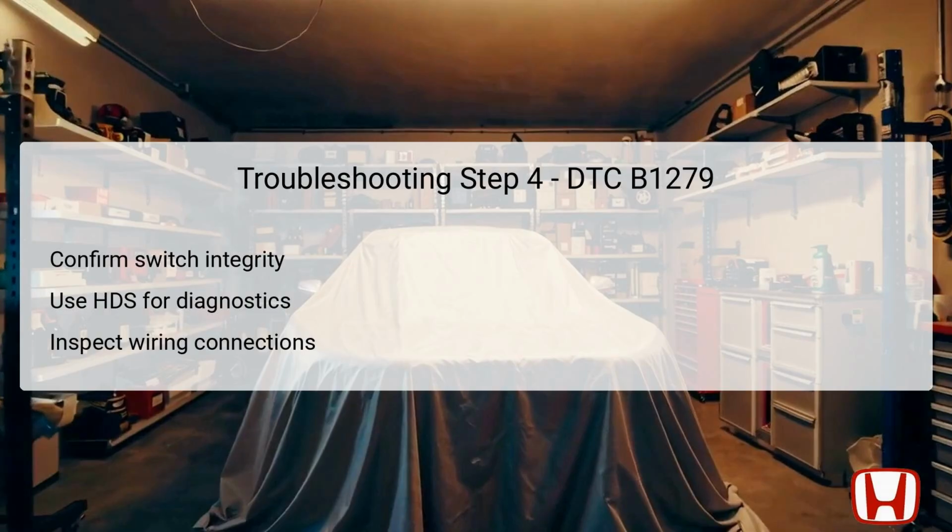In the fourth troubleshooting step for DTC B1279, you need to determine the failure area concerning the combination light switch or other components. Start by ensuring the vehicle is in the off or lock mode, followed by disconnecting the combination light switch 12P connector.